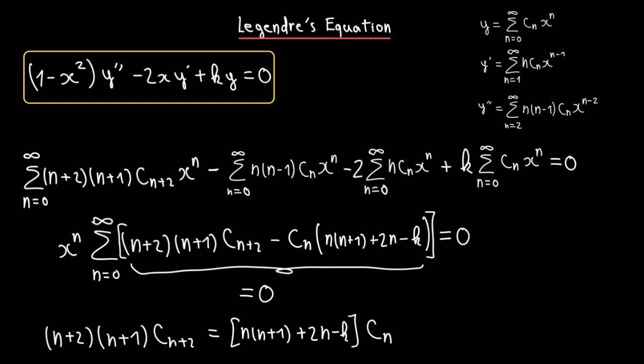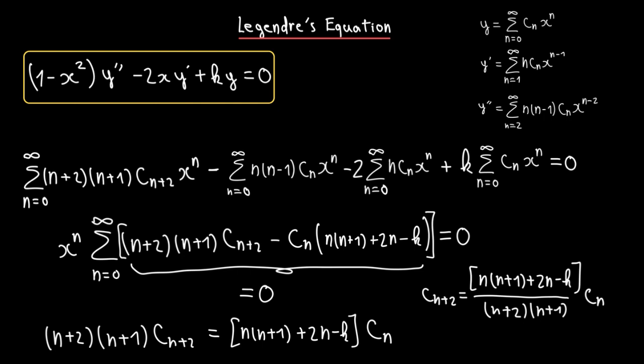And therefore, we get our final recurrence relation, which is that C of n plus 2 is equal to n times n plus 1 plus 2n minus k, divided by n plus 2 times n plus 1, times Cn. And so this is our recurrence relation right here.